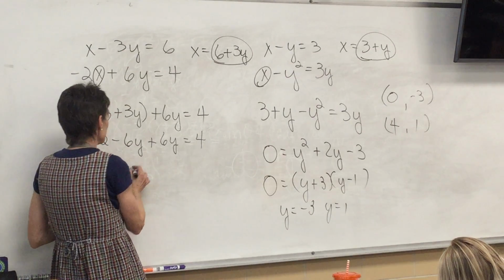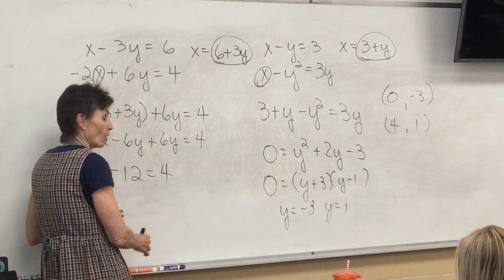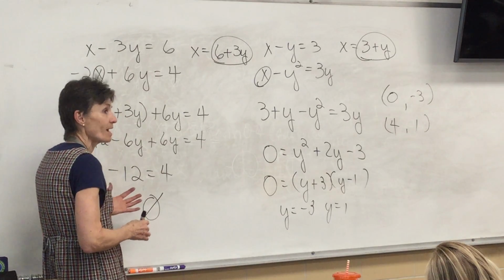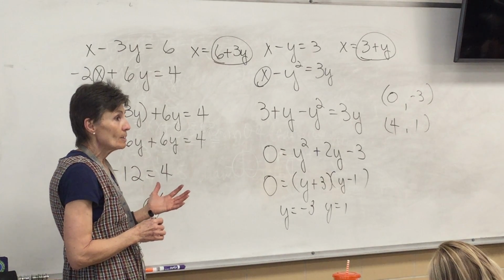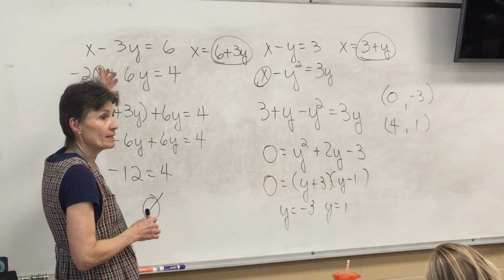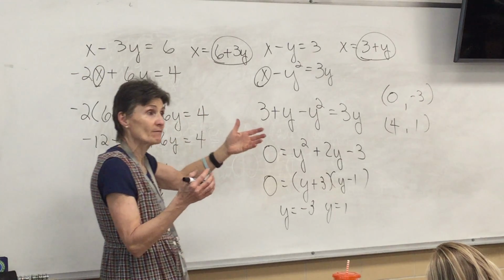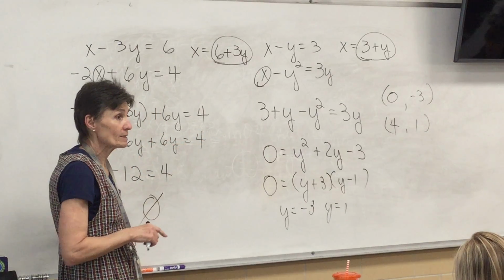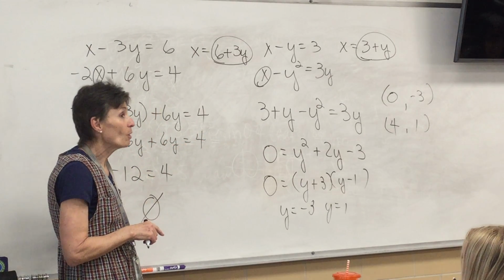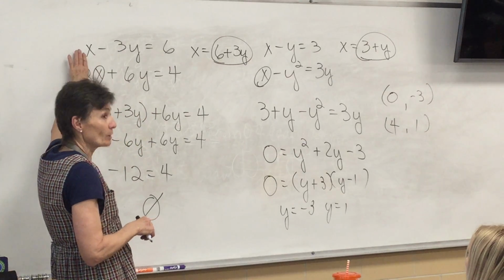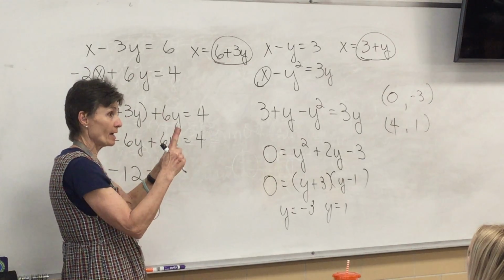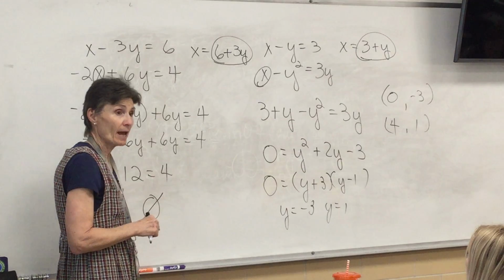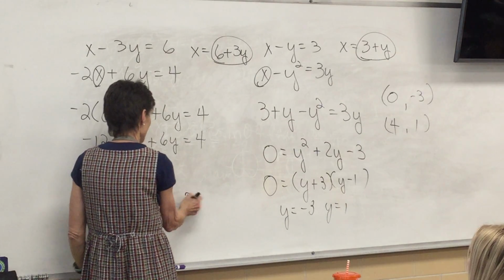So you're going to end up with -12 equals 4, which we know is not true. So tell me what's going on here. Remember, I'm trying to find the points of intersection. I'm trying to figure out where these things cross each other. What's happening? They don't intersect. These are lines, and these lines are parallel. Absolutely, we have parallel lines.